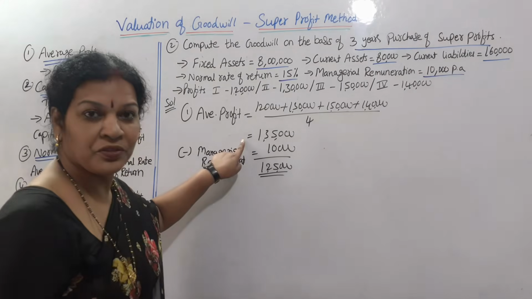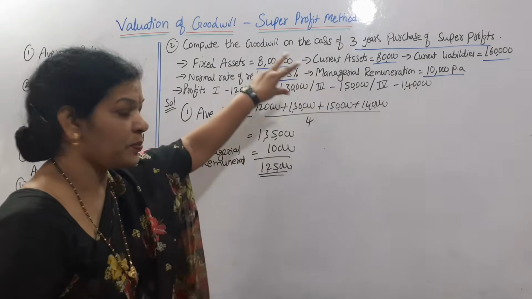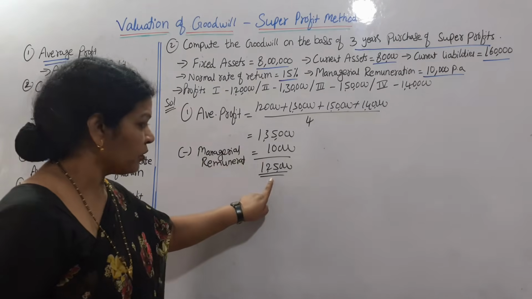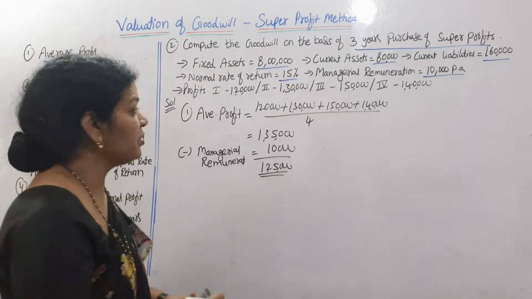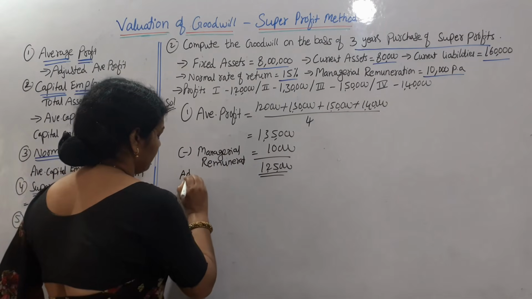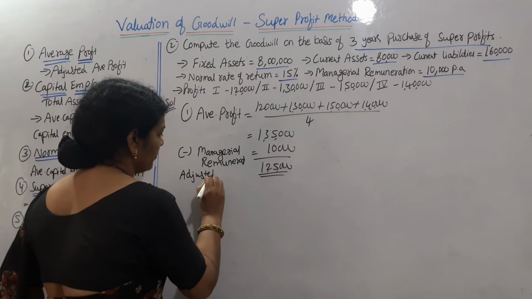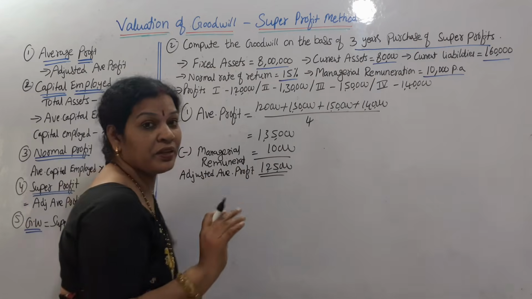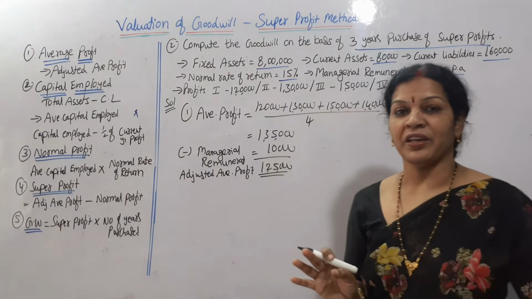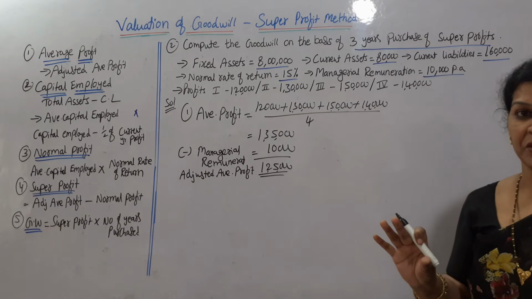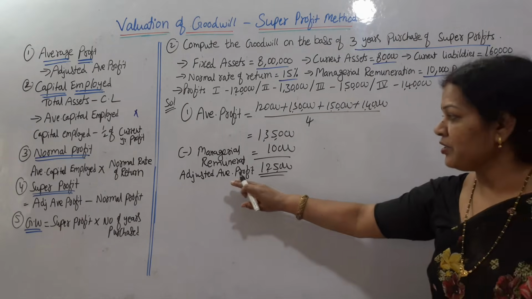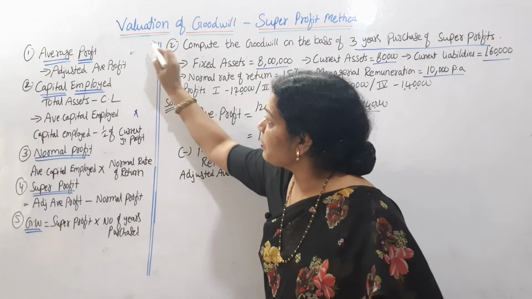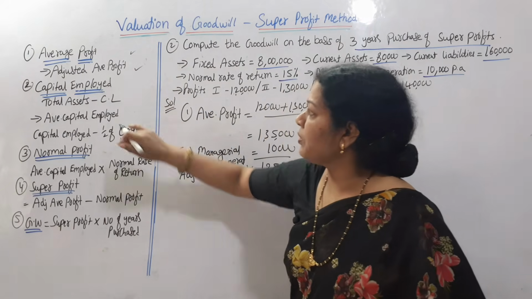Average profit is this much. We made the adjustment. As per the problem, we found only one adjustment, so we have deducted that. So you are getting 1,25,000. This is adjusted average profit. In the previous problem, we were not given any adjustment, so we took the average of the profit directly. Now here you got the adjusted average profit. Means this step is over: average profit is over, adjusted average profit is also over.